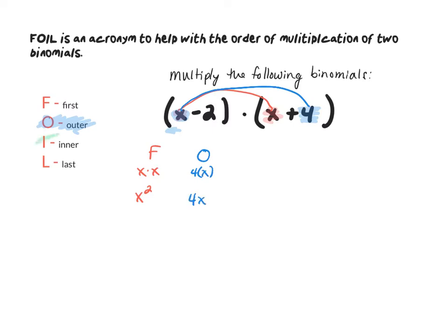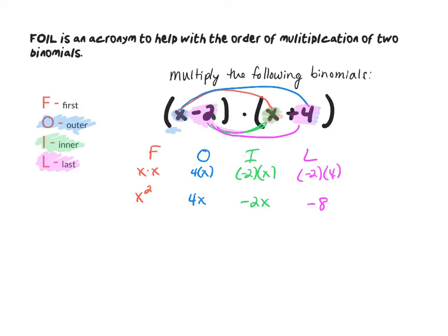So now we move to I, which stands for the inside of both of those parentheses. So this -2 is inside the first binomial, and this x is closest to the inside of the second binomial. So if we multiply those together for our I step, we would get -2 times x, which is -2x. And then our last step for L is the last term in each parenthesis. So the last term in this parenthesis is -2, and the last term in this parenthesis is 4. So if we multiply those two together for our last step, we get -2 times 4, which is -8.